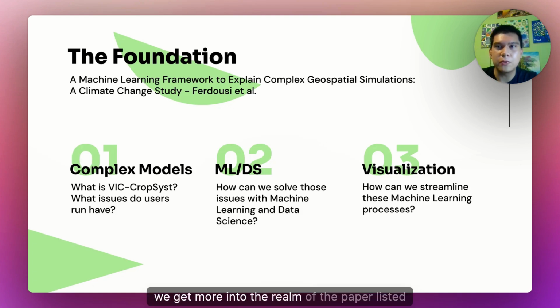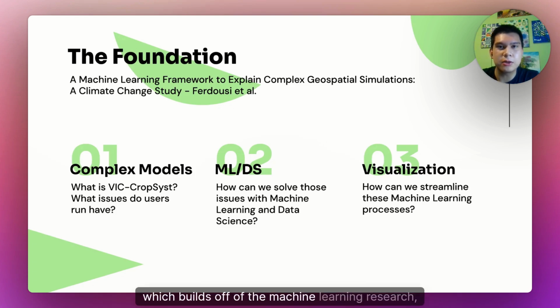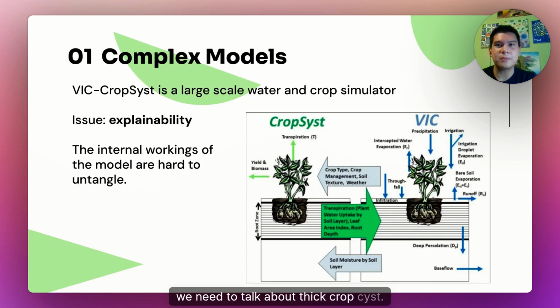Second, we get more into the realm of the paper listed here. How can we solve the issues Vic-Crop-Cyst has using machine learning techniques? Finally, we get into my work, which builds off of the machine learning research, specifically making visualizations and streamlining that process. So to begin, we need to talk about Vic-Crop-Cyst.